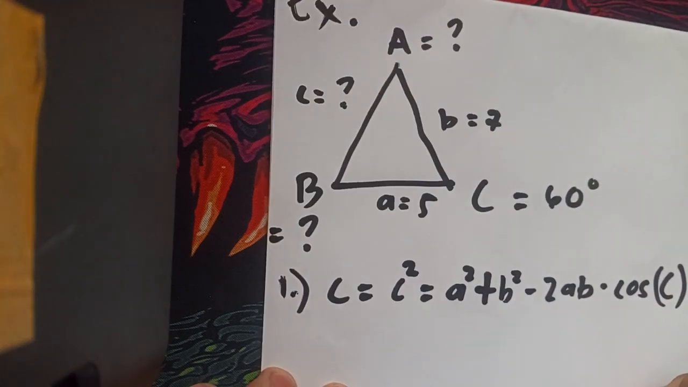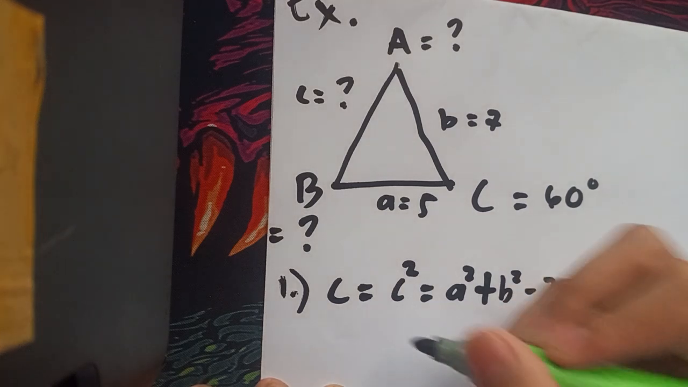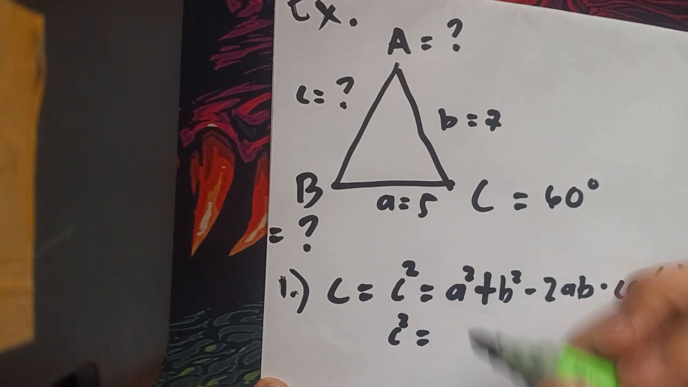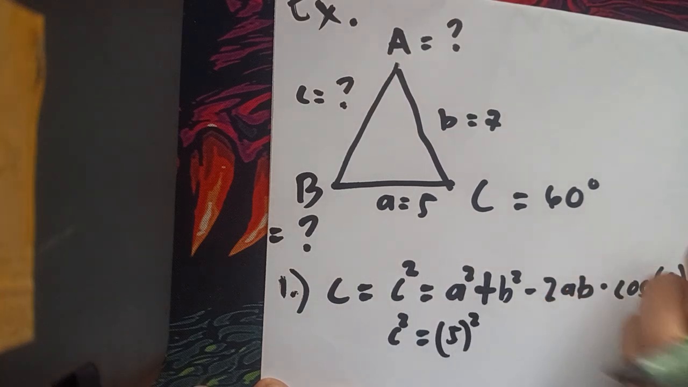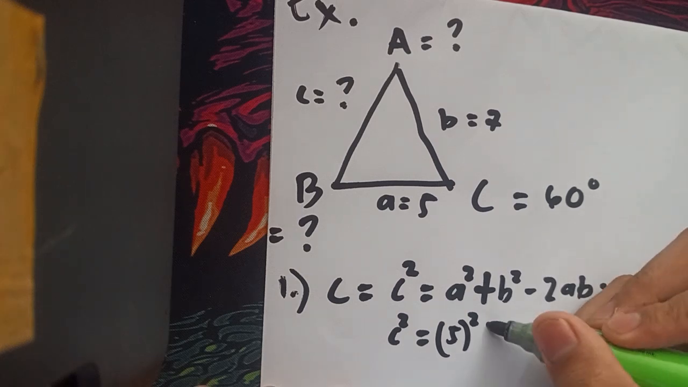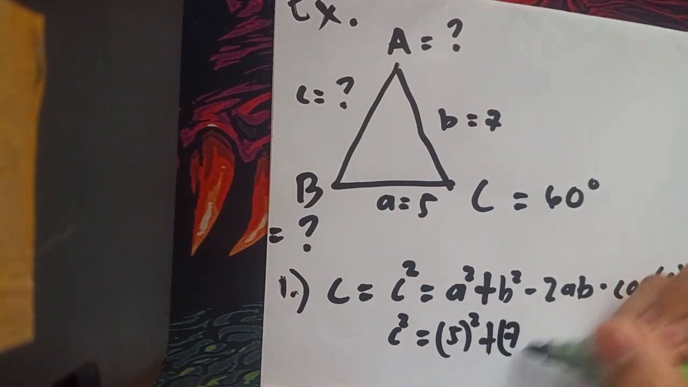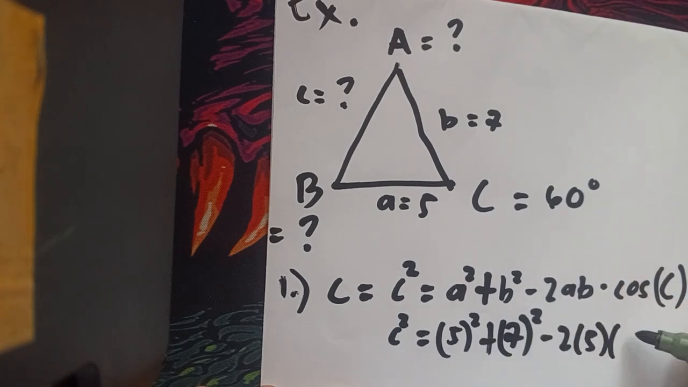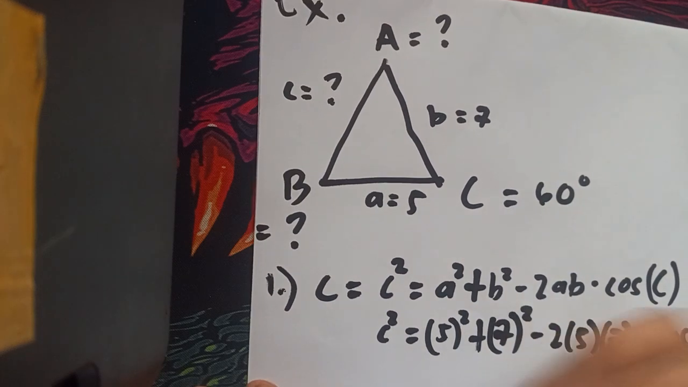So this part is very simple because we already know the value of our side a and side b. So all we need to do is to substitute. So we have 5 squared plus 7 squared minus 2 times 5 times 7 times cosine 60 degrees, because our angle C is 60 degrees.